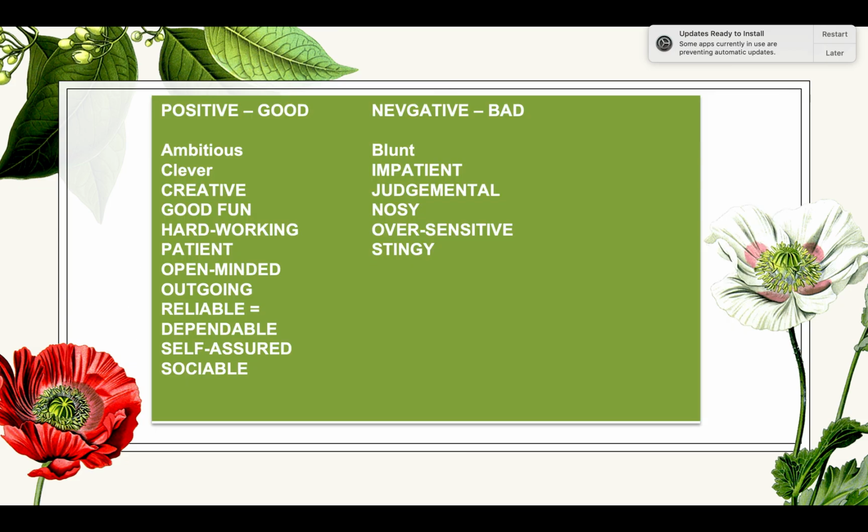So we have like the summary, like we have positive adjectives and negative adjectives, like ambitious, clever, creative, good fun, hardworking, patient, open-minded, outgoing, reliable, dependable, right? Dependable means reliable, self-assured, sociable, and we have negative adjectives: blunt, impatient, judgmental, nosy, oversensitive, and stingy. So we have the new words over here.